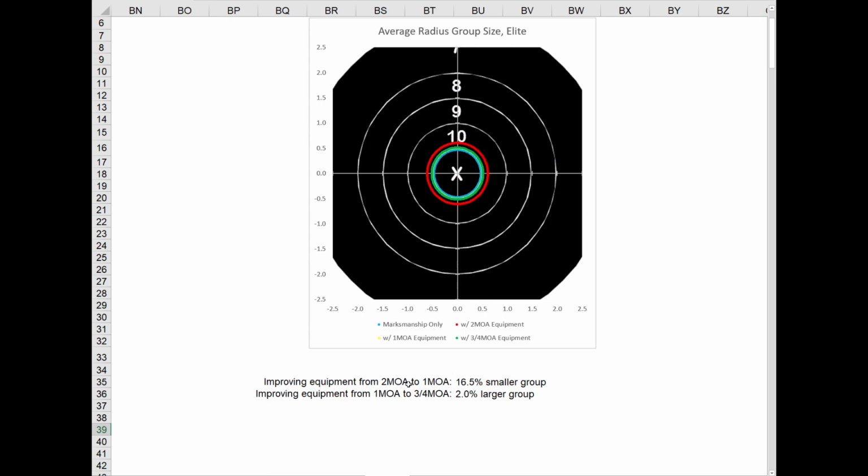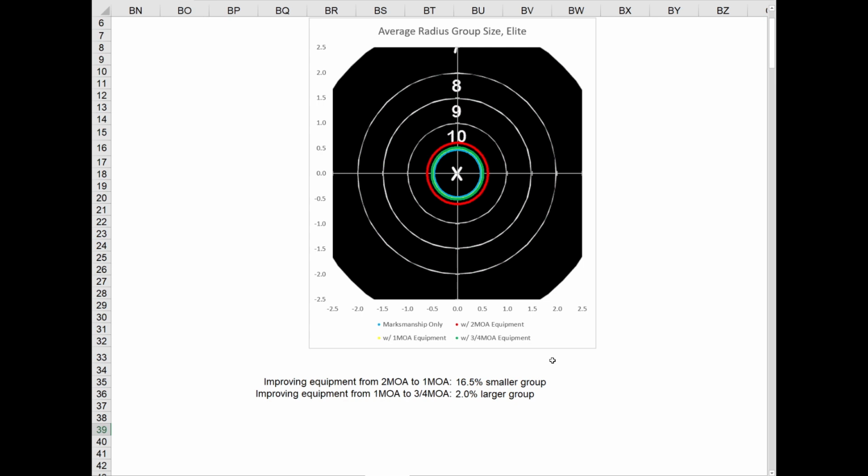Now, if they improve their equipment from 2 minute of angle to 1 minute of angle, that winds up being a 16.5% smaller group. So we go from this red circle to yellow, which, if you can kind of see this, you can see the blue and you can see the green, and between that you can kind of see the yellow underneath there. So that's a 16.5% smaller group.